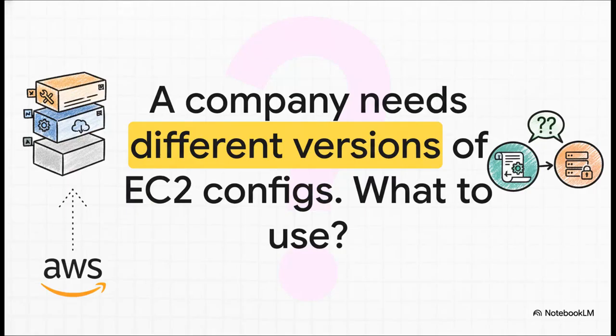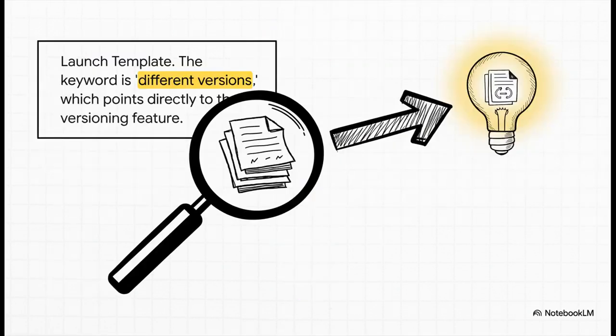And look, this isn't just some abstract theoretical stuff. This is critical knowledge for building in the real world, and it's for sure going to show up on your certification exams. So let's take a look at a classic exam-style question. A company needs to maintain, and here's the key part, different versions of its EC2 configurations. What should they use? The answer, of course, is a launch template. The magic words in that question, the phrase that just screams the answer at you, is different versions. The second you see any requirement about versioning or modifying a setup, your brain should just immediately lock on to launch templates. It's that simple.